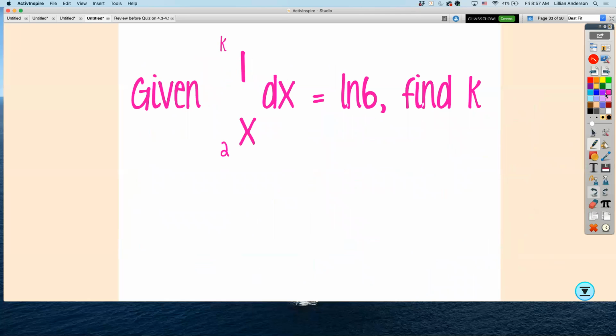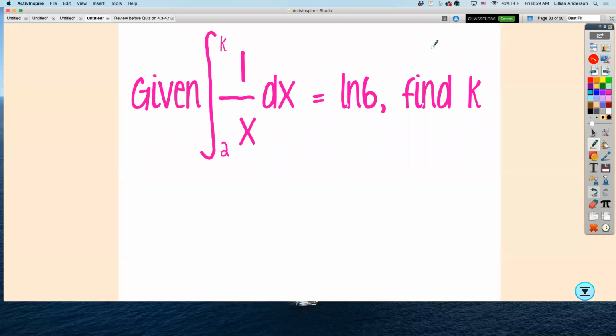Okay, this one's on you. Find the value of k, knowing this information. What's k? 12? How'd you get 12? Oh, it's a 2. That's a 2. Go ahead, go ahead.